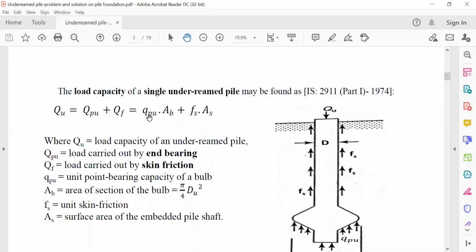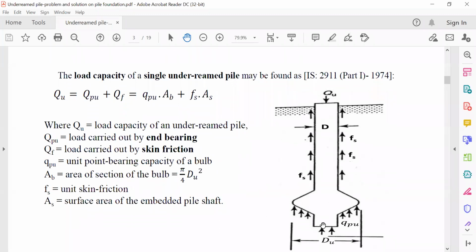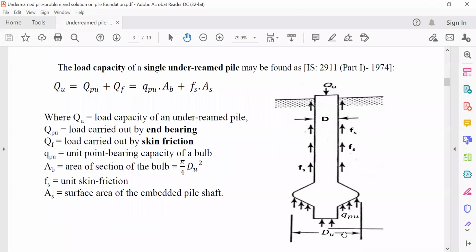Further, we can modify this. QPU is the unit point bearing capacity of a bulb. That means this is the stress, and the area of section of the bulb is pi by 4 DU square, because you can see here the diameter of this bulb is DU. DU is the diameter of the under-ream. If we know its diameter, we can calculate the area of the bulb: pi/4 DU square.